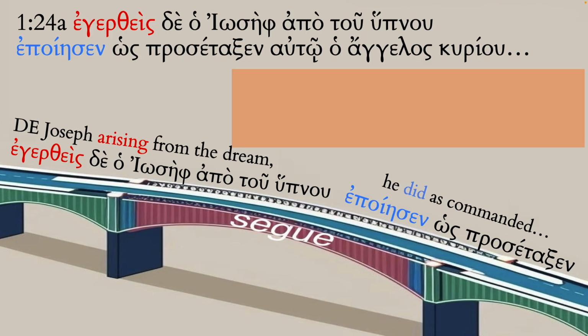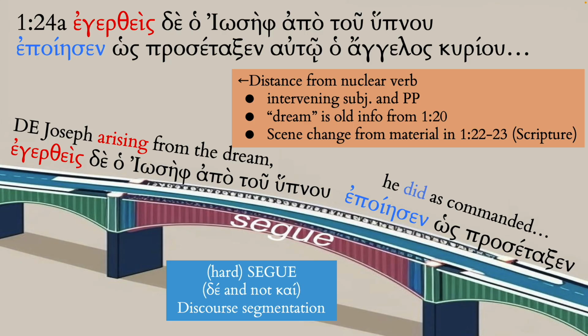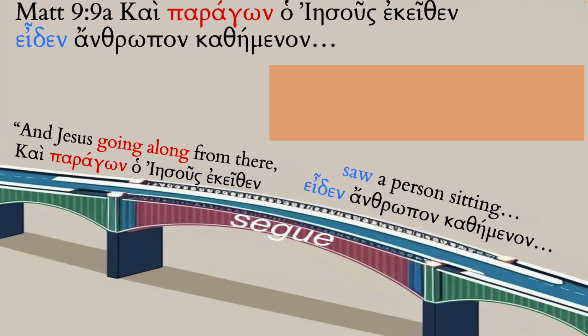So here's a bridging example: Joseph, arising from the dream, did as he was commanded. In this case, egertheis is really far away from the verb, and you have an intervening subject and prepositional phrase. Dream is old information, and it's a scene change from the scripture quotation of the previous verses. This is a hard segue with de. We began to distinguish hard and softer segues, kai being a softer segue.